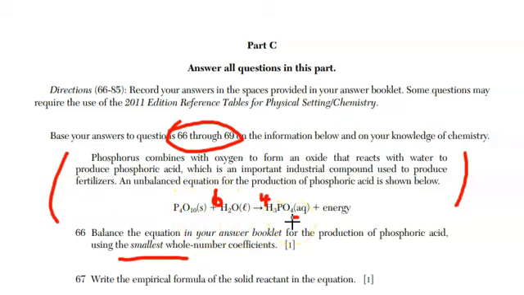In 67, write an empirical formula of the solid reactant in the equation. For the solid reactant, of course, that's here because you have the S in parentheses. Now, an empirical formula, if you forgot, is the lowest whole number ratio of the atoms in the formula. In other words, what can I divide the 4 and the 10 by to reduce the number? Well, the easiest one is always 2. If I divide by 2, I get P2O5. I can't reduce any more because 5 is an odd number, and lo and behold, that's our answer.